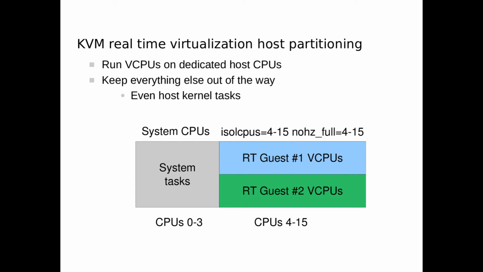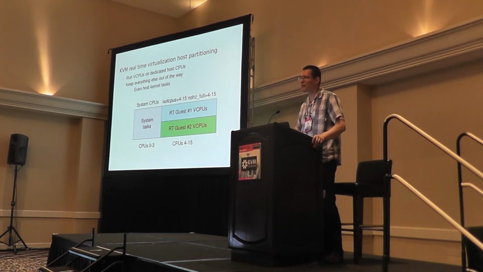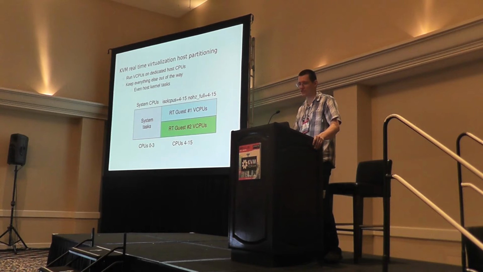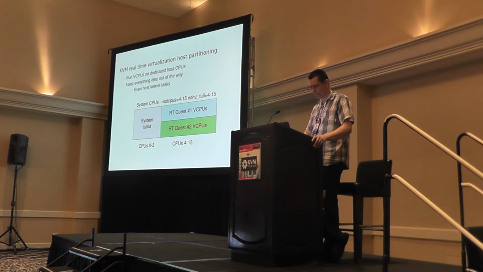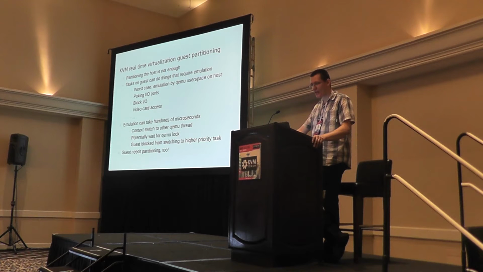It looks something like this, where in this case the system has been split into 3 partitions. We have system tasks that run everything else, and we have 2 real-time guests, which each get half of the real-time CPUs in the system. And everything else that is not real-time does not get to run on the real-time CPUs. Those all run with the system tasks. Seems like a good solution, but it's not enough.